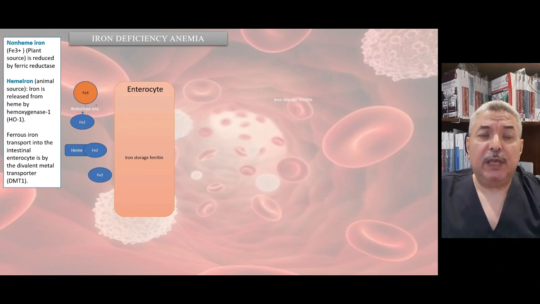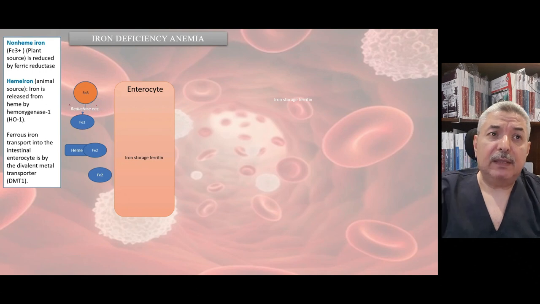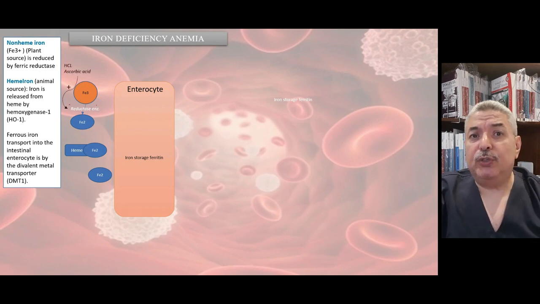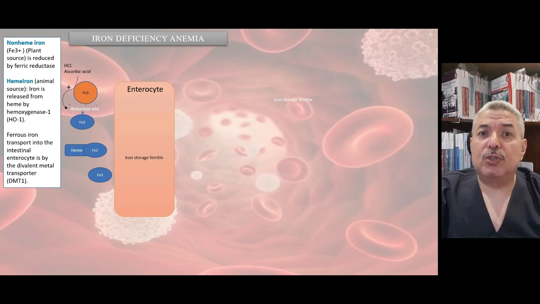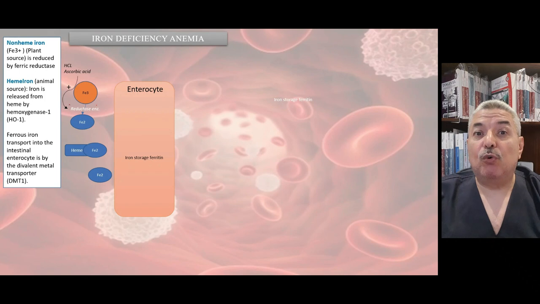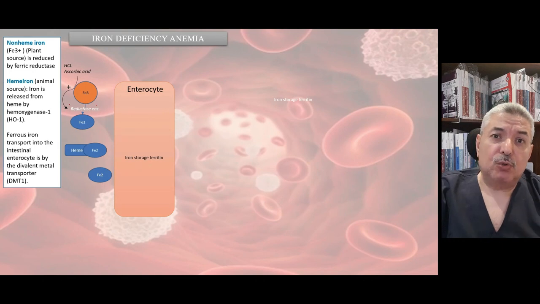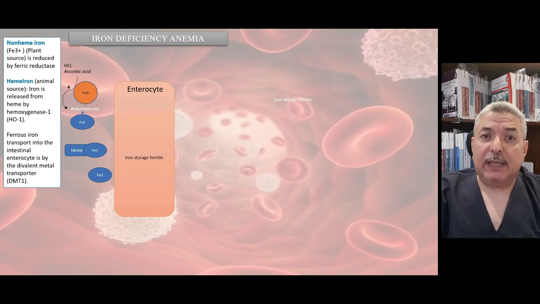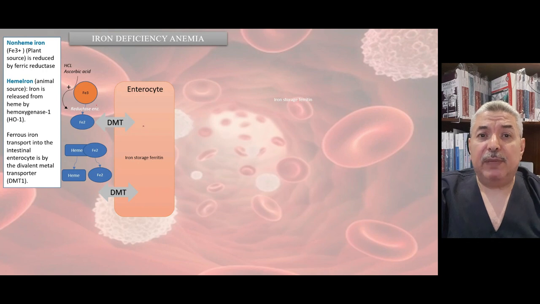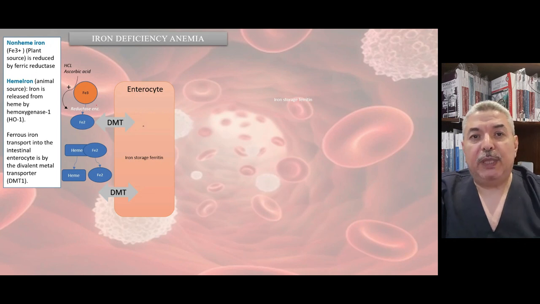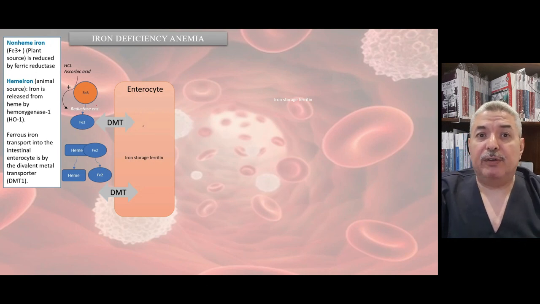Reductase enzyme activity is enhanced by ascorbic acid and hydrochloric acid. So antacids will reduce the absorption of the vegetable source iron, the non-heme iron. And that's why we may give ascorbic acid to enhance the absorption of the non-heme iron, but not the animal source iron, which is heme attached to a ferrous iron. This is broken by heme oxygenase 1, and the heme is separated from the ferrous iron. Now the ferrous iron can enter the cells by a divalent metal transporter. It's a metal transporter, not an iron transporter. So it competes with other metals in order to be absorbed. That's why we don't give calcium and iron together.